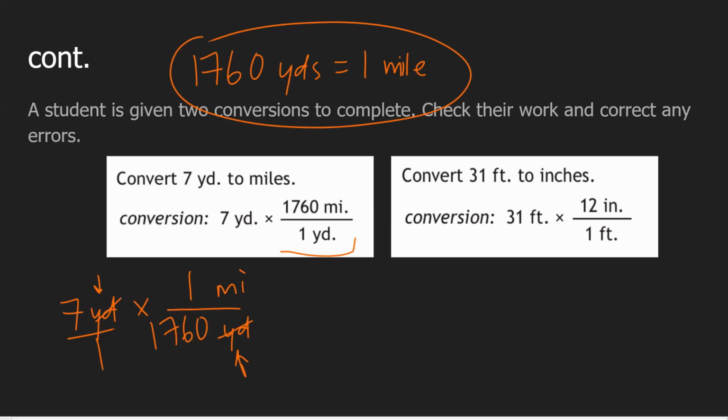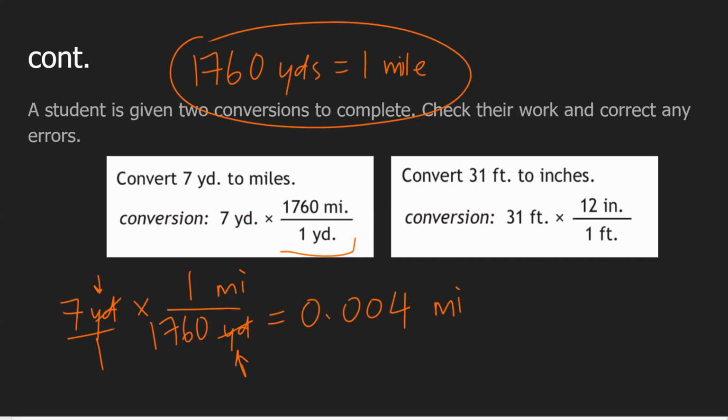So let's grab our calculators. 7 divided by 1,760 is 0.0039 and so on. Wow. Let's round that up to the hundredths place for convenience. That'd be 0.004. And don't forget the units, miles.